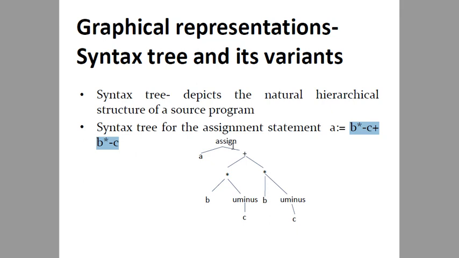Then comes the assign, the equal to operator. Another interior node is taken for this assign. Now we make another child for this node and keep it as the leaf node. So A is equal to B into minus C plus B into minus C.